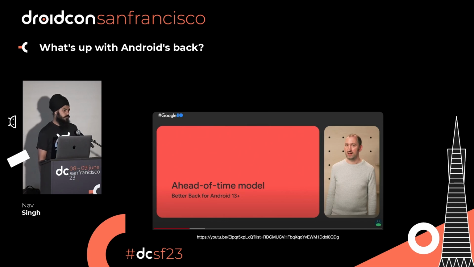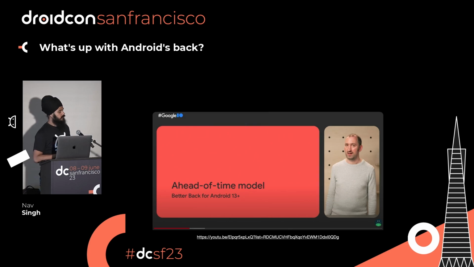If you want to recap how it works and why we need it, in the last Google I/O there was a really cool session about it, and it's also called the ahead of time model. The concept is that when a user performs the back gesture in your application, they know where they're going after performing it.